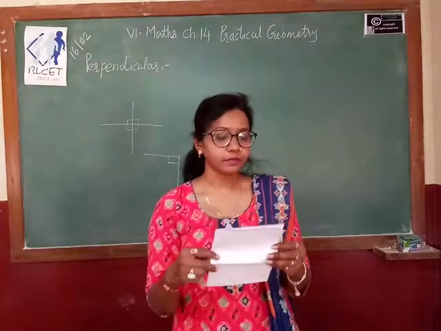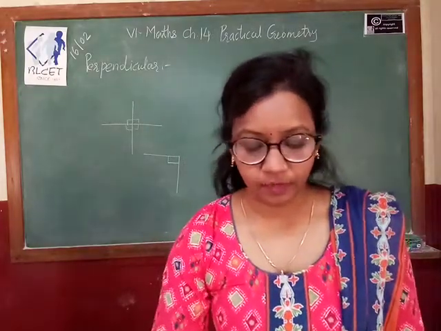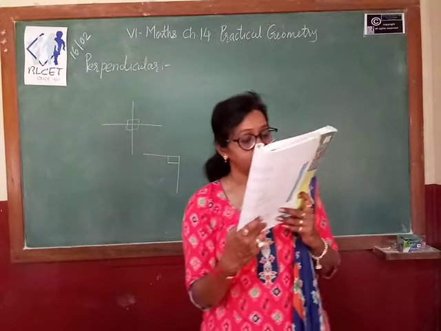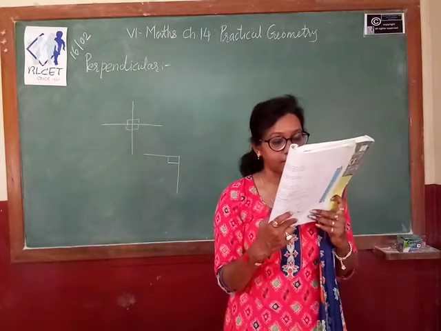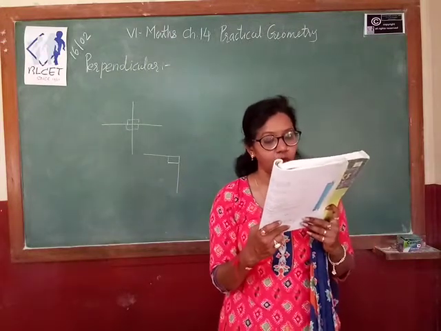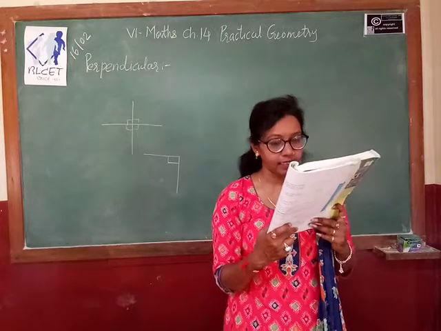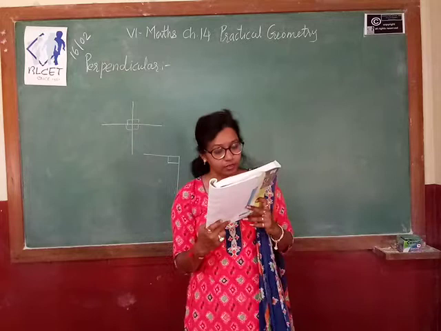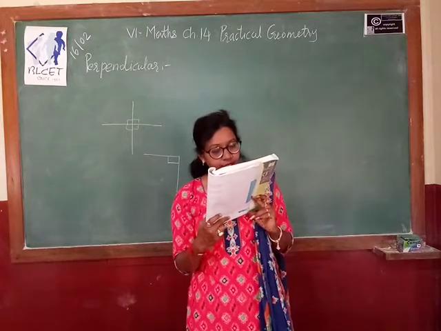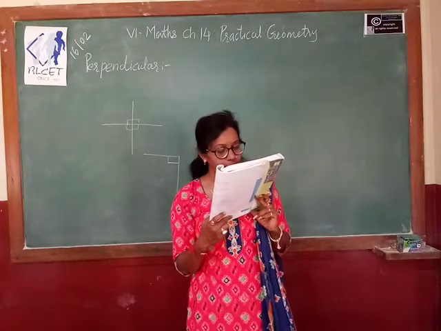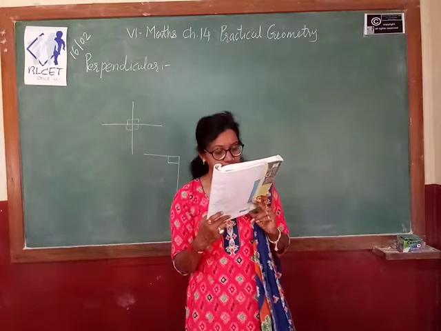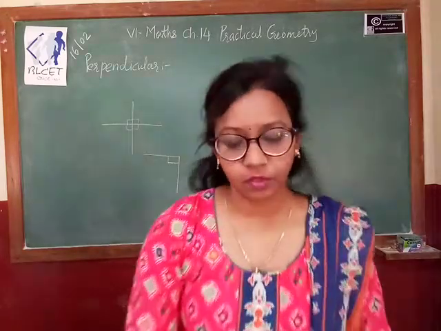Okay. One more activity is already given. Perpendicular to a line through a point on it. Given a line L, draw on a paper sheet and a point P lying on the line. It is easy to have a perpendicular to L through P. We can simply fold the paper. So what can we do?